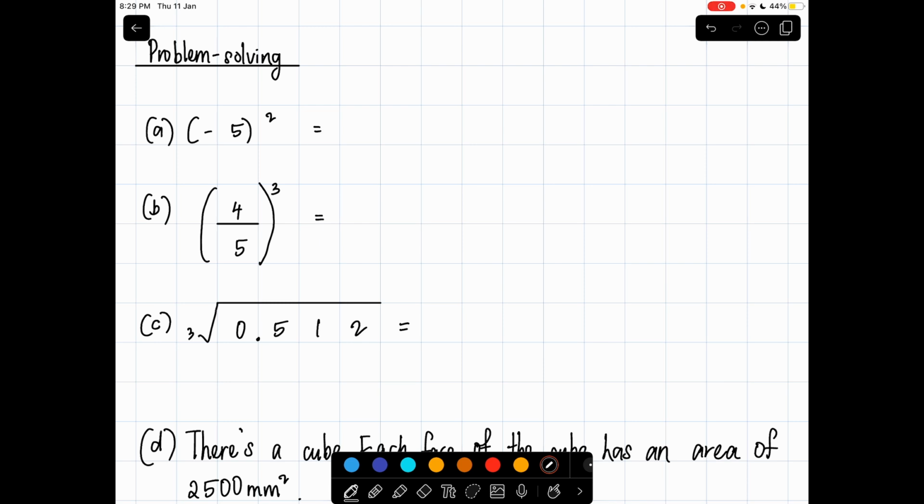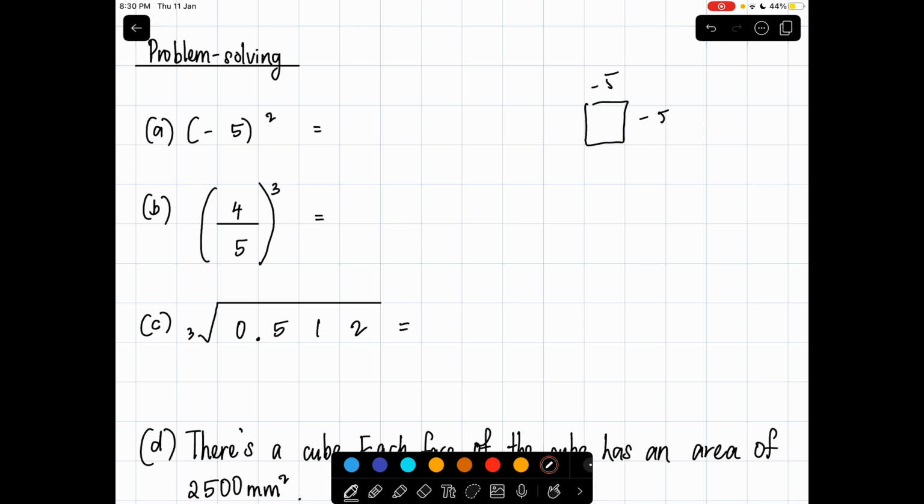So first question, the square of -5. Same thing, assume there is a square and the sides are -5 and -5. Although it's impossible for a square to have negative values, even conceptually it's not possible. Just for the understanding, assume that it's -5.